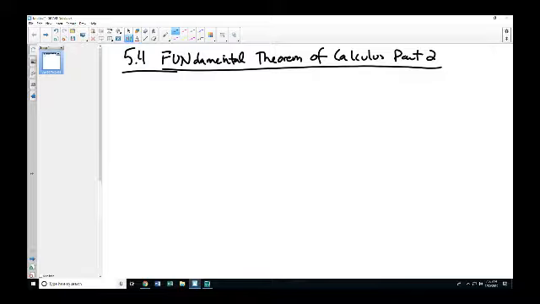Fundamental theorem of calculus, part 2. What does an integral calculate graphically? Remember, area under a curve, right? Okay, so this deals with making a formula for area in terms of calculus.